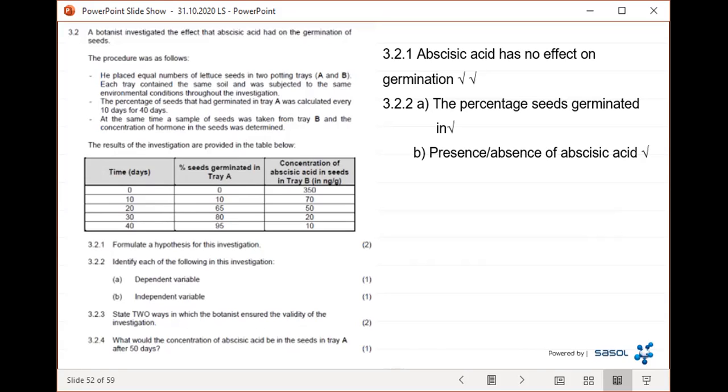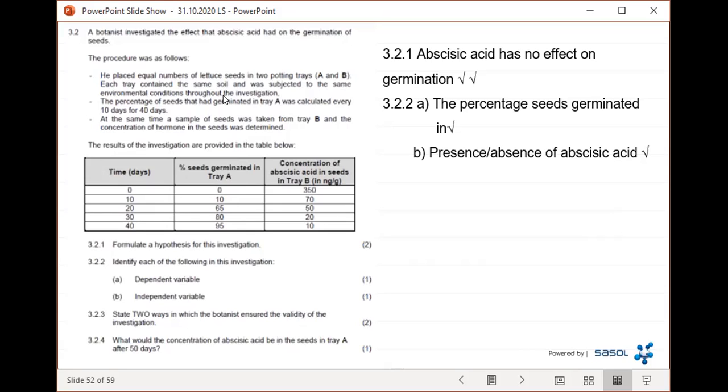Our description. We say that he placed equal numbers of lettuce seeds in the two potting trays. Each potting tray contained the same type of soil. So he didn't put clay soil in one tray and sand in the other tray. We had the same type of soil.